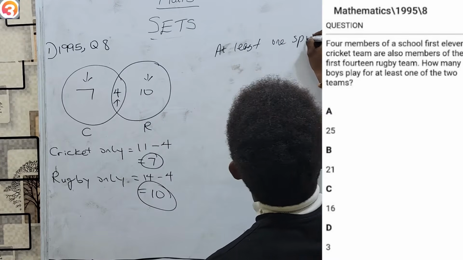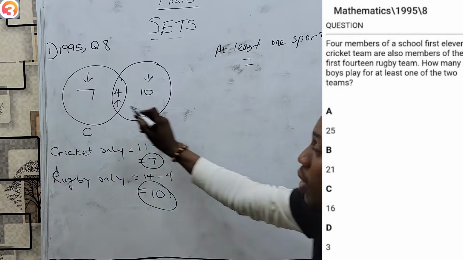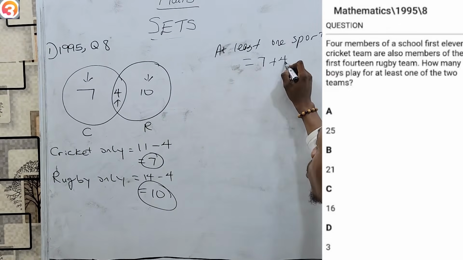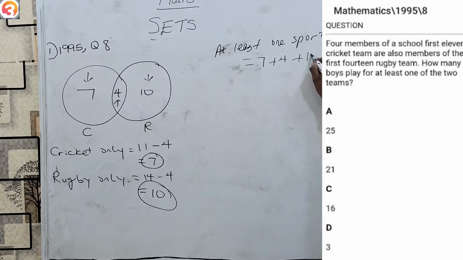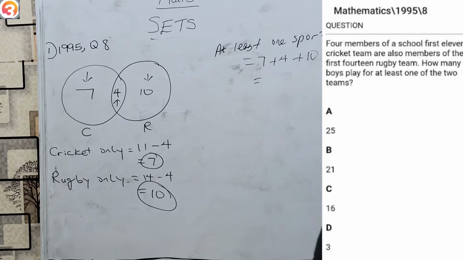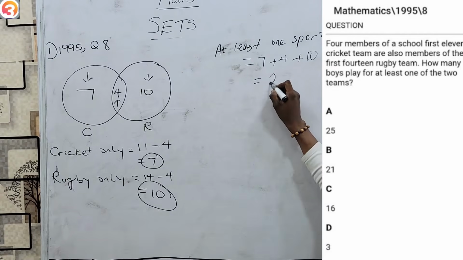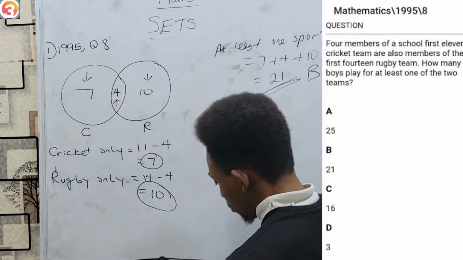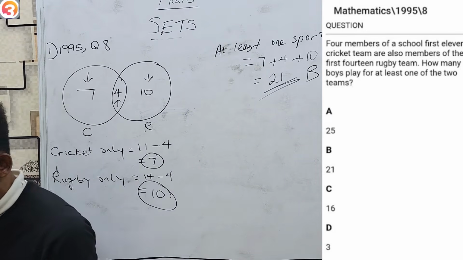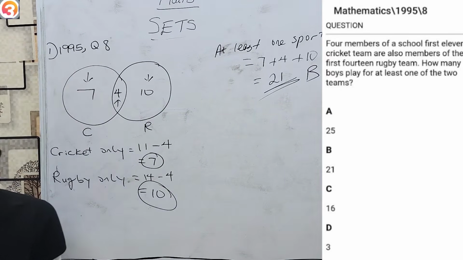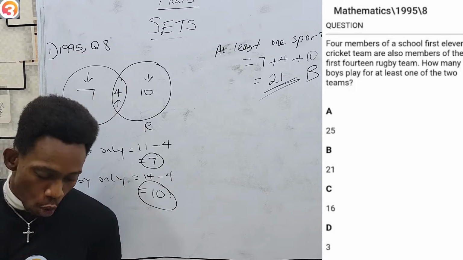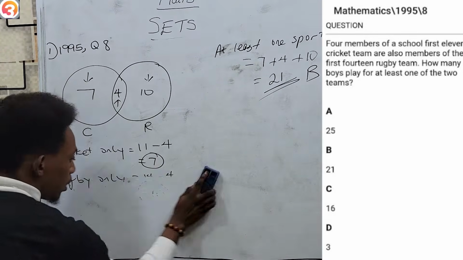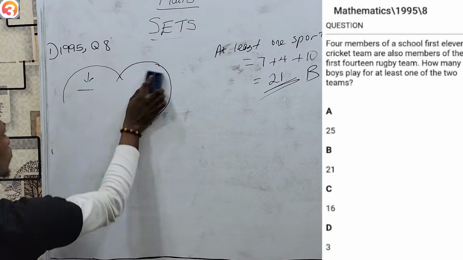at least one sport, the members will be these 7 people plus these 4 playing the 2, plus this 10 also playing 1. 7 plus 4 is 11, plus 10 is 21, and that is option B. So you see, we have 21 students in this school playing at least one sport. Very, very easy. Let's move on to our second question.